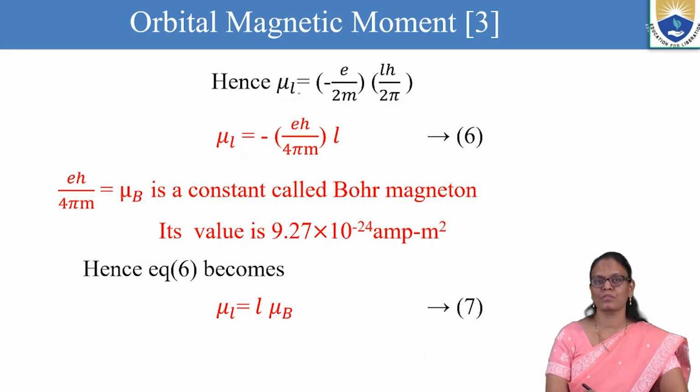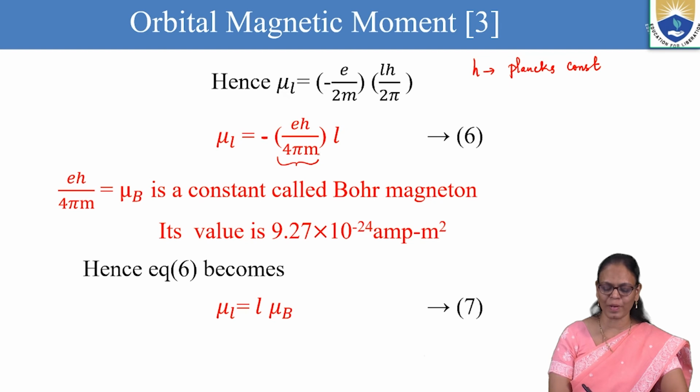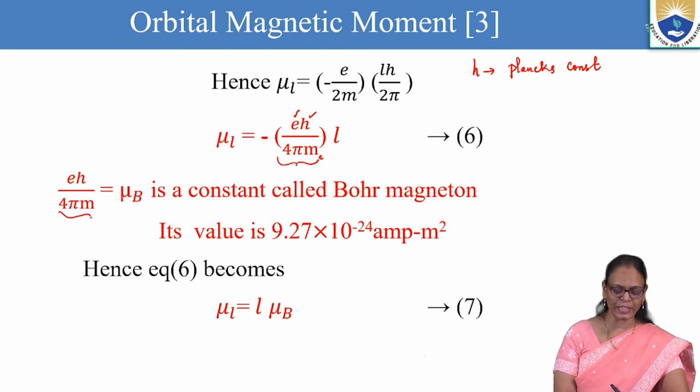Now we can write mu L to be equal to minus e by 2m. In place of L we are writing l into h by 2 pi. h here is the Planck's constant. So when we substitute this and simplify, what do we get? e h by 2 into 2, 4 pi m, into l. This negative sign is there which shows that L and mu L are opposite in direction. Now this value eh by 4 pi m is a constant. e is the charge of the electron, which is a constant. h is the Planck's constant. 4 pi m e, we are talking about the electron, so we consider the mass of the electron, which is again a constant. So e, h, 4 pi m, all are constants, and we write it as mu B.